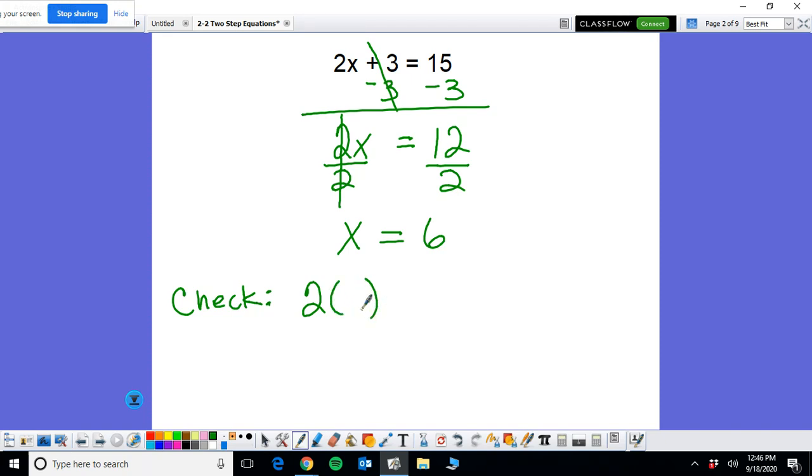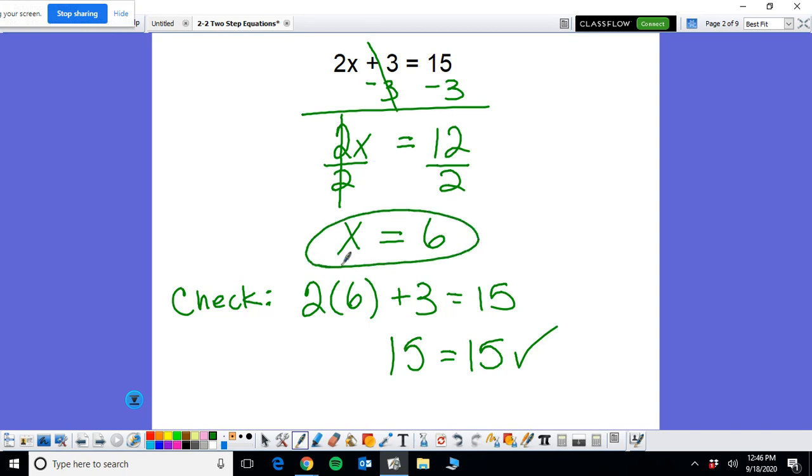When we replace, when we substitute, we put parentheses every time. 2 times 6 plus 3. We can do this all in our heads, hopefully. 2 times 6 is 12. 12 plus 3 is 15. Pretty easy start to the notes here. It checks out. Now we can circle this. It feels nice to circle that answer and know it is correct.